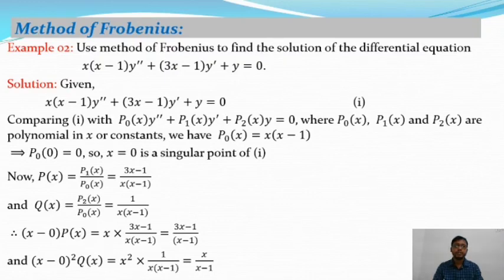Now p of x is equal to p1 of x by p0 of x, and q of x is equal to p2 of x by p0 of x, where p of x is equal to 3x minus 1 by x into x minus 1, and q of x is equal to 1 by x into x minus 1. And x minus 0 into p of x will be 3x minus 1 by x minus 1, and x minus 0 whole square into q of x is equal to x square into 1 by x into x minus 1, that is x by x minus 1.